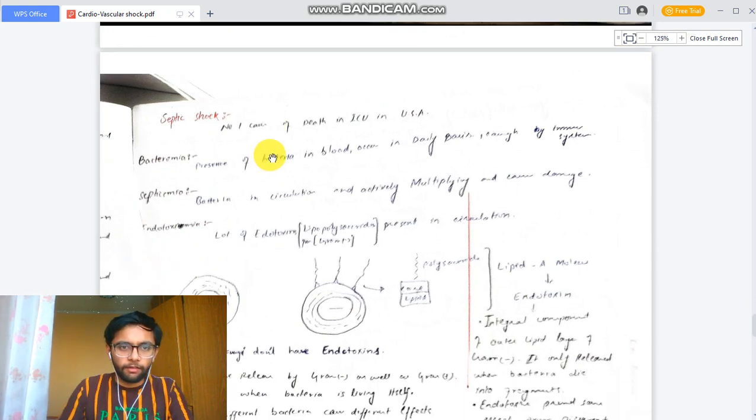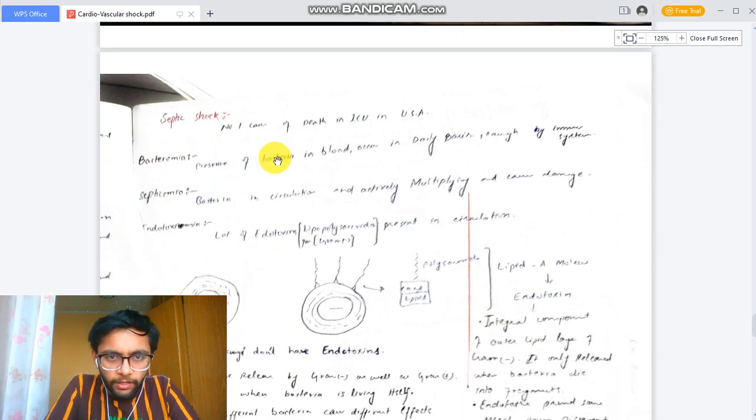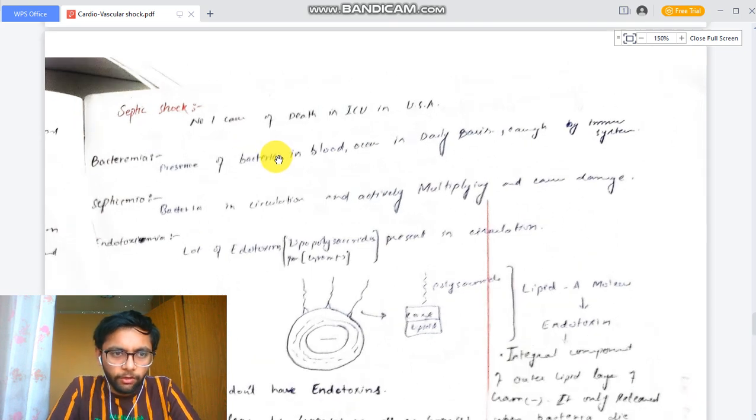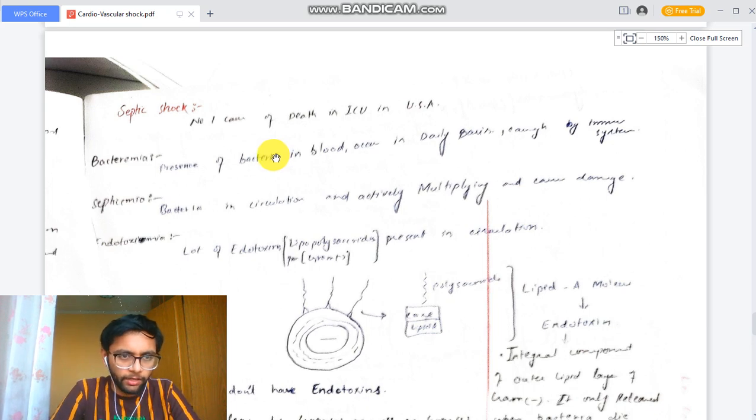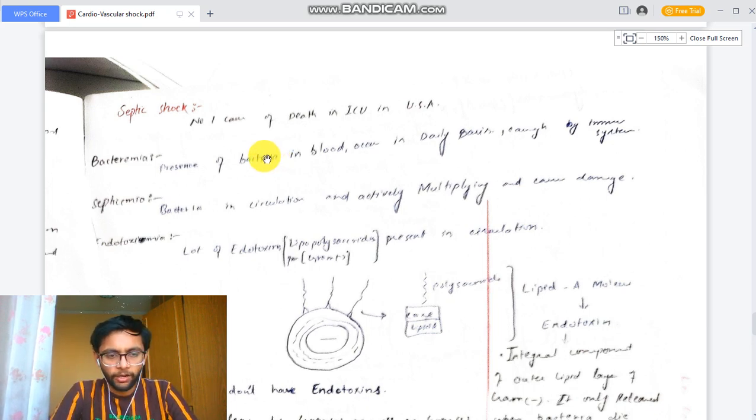Septic shock. What is septic shock? Septic shock is the number one cause of death in ICU in the USA. But now we will discuss three terms: bacteremia, septicemia, and endotoxinemia. What is bacteremia? Normally in our blood, bacteria are present, but our immune system will guard against them and kill them, so they will not cause any damage.